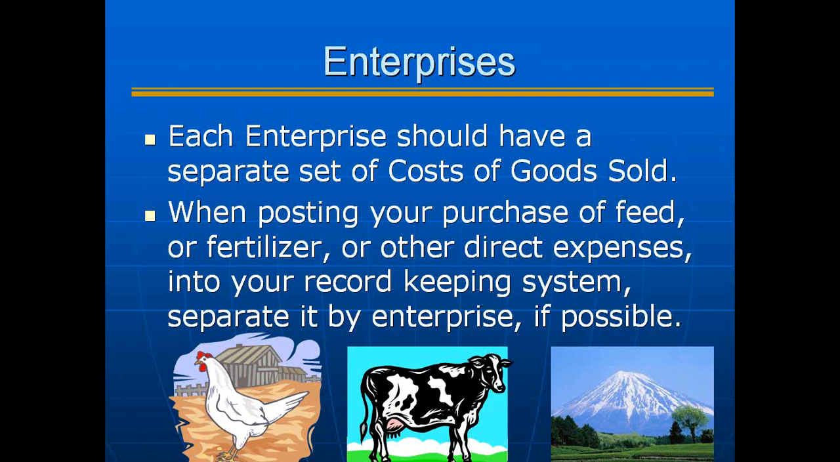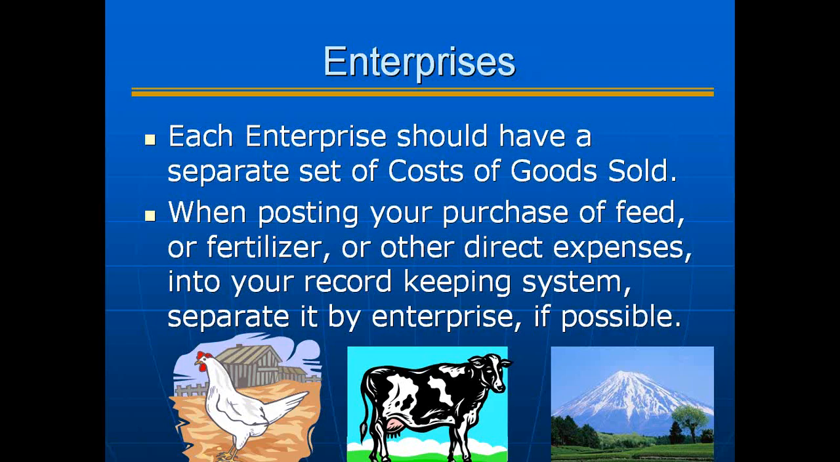So if you are wanting to keep track of your chickens versus your cows, and you're buying feed in bulk, let's say you're buying corn, and some of it goes to the chickens and some of it goes to the cows, you're going to need to know what percentage is going to which and make that allocation when you post that purchase of the corn or fertilizer or other direct expenses. Separate it by enterprise if possible. Next slide.